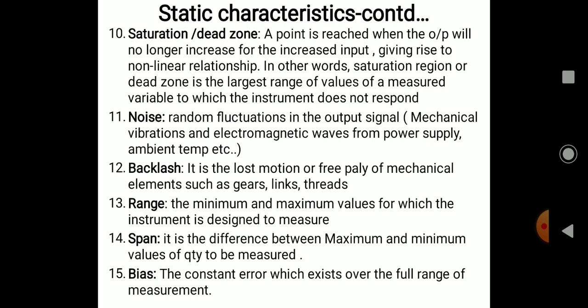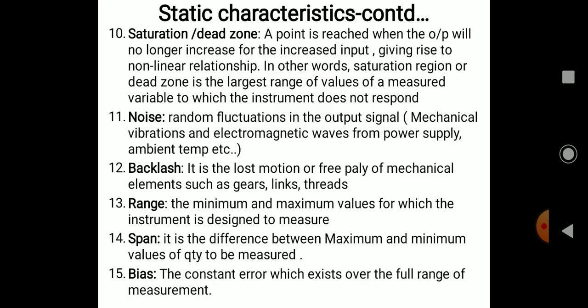So it is expressed as minus 40 to 500 degrees centigrade, 0 to 100 mm, 0 to 500 volt, like that it is expressed. Span. If you take the range, suppose you are taking minus 40 to 500 degrees centigrade, what is the span now? Span means you find the difference between these two, maximum and minimum. In case of the temperature of minus 40 degrees centigrade to 500 degrees centigrade, span is 540.